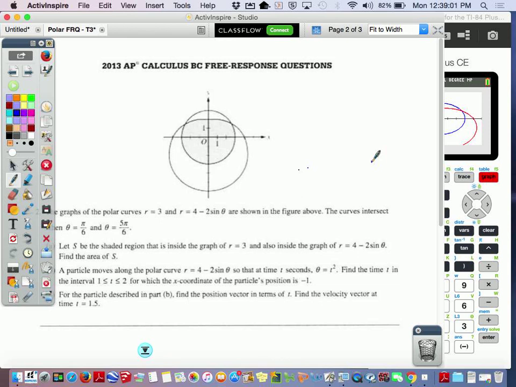2013 polar FRQ. In this problem, we are given two polar curves. We've got r equals 3, that's the circle, and r equals 4 minus 2 sine theta. That kind of looks like a cardioid in that it's not quite a circle. It kind of dips in this region right here. The curves intersect at theta equals pi over 6 and theta equals 5 pi over 6. Really nice, again, that they give us these theta values.